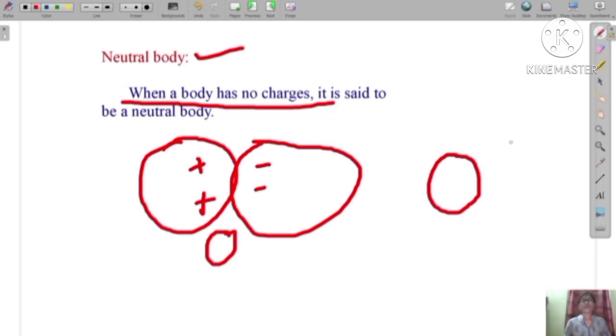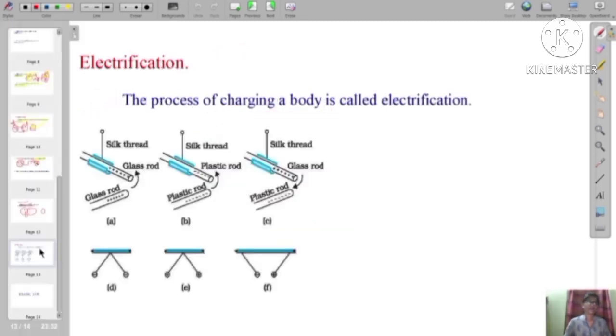To that only what do we say it as? 0. Plus 2 charge minus 2 charge is equal to 0 charge. 0 charge in the sense what? No charge. So to that only what do we call it as? Neutral body. Examples, you can take many examples. Two equal and opposite charges, when you keep them in contact, obviously after a certain time they will be neutralized. So to that only what do we say it as? Neutral body. Now we are going to discuss about electrification.